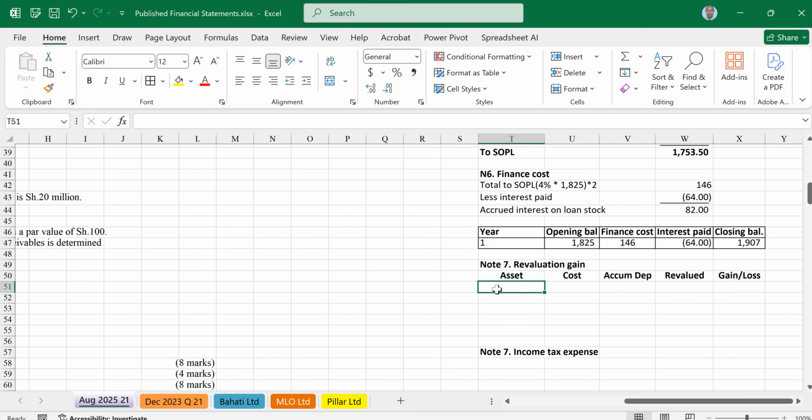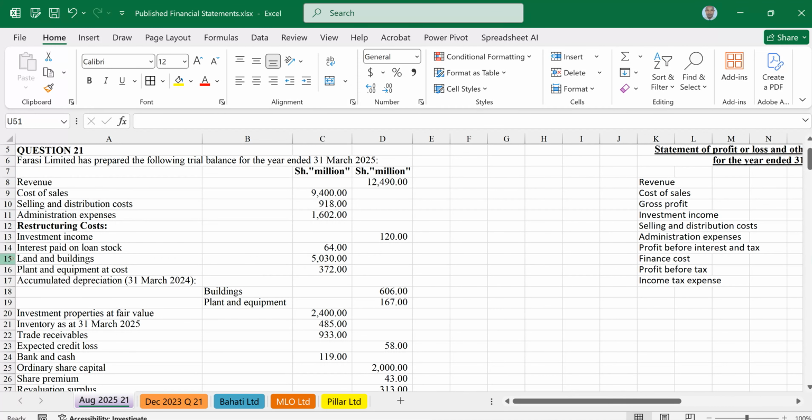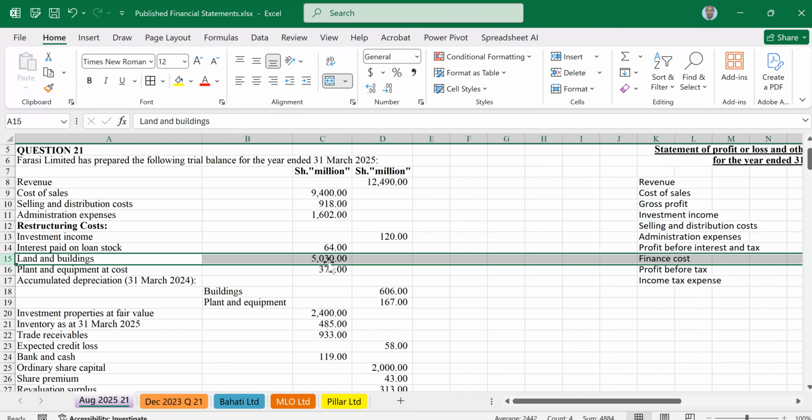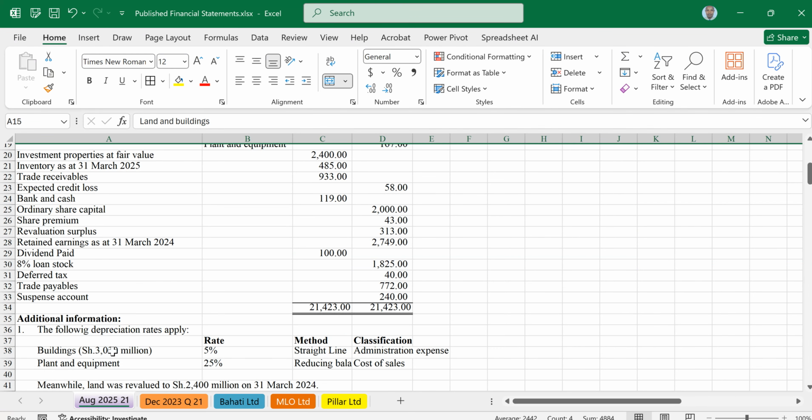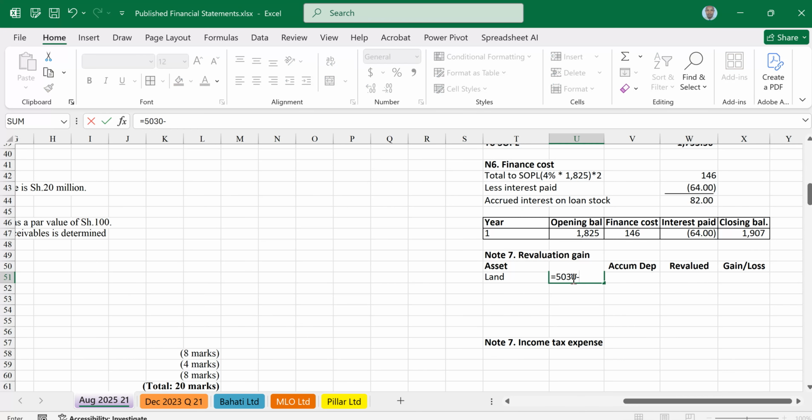The asset that was revalued was land. What was the cost of land? So land and building, 50-30. Now at the same time, building was 30-30. So 50-30 minus 30-30. So land had a cost of 2 million.